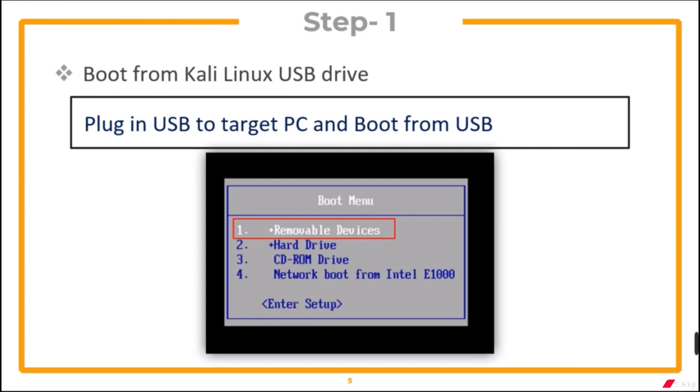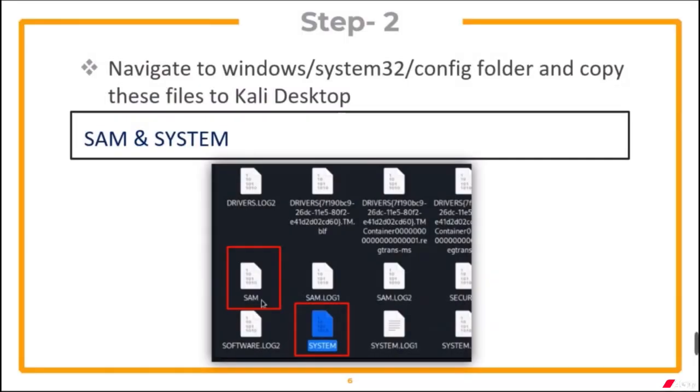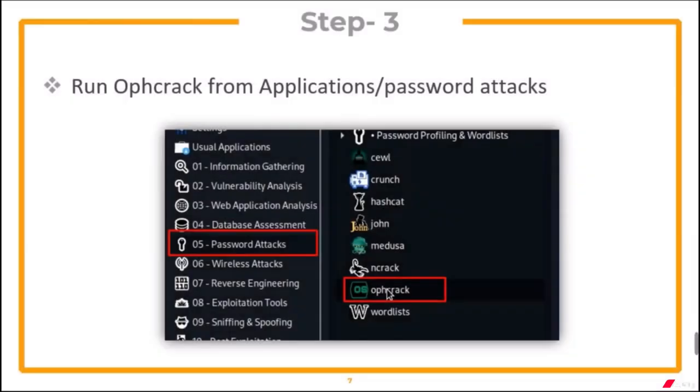So in step 1, boot from Kali Linux USB drive. Plug in your USB to target PC and boot from USB. You may need to press Escape or F12 to enter into boot menu. Now navigate to Windows System32 config folder and copy SAM and system files to Kali desktop. Now run Ophcrack from Application, Password Attacks.